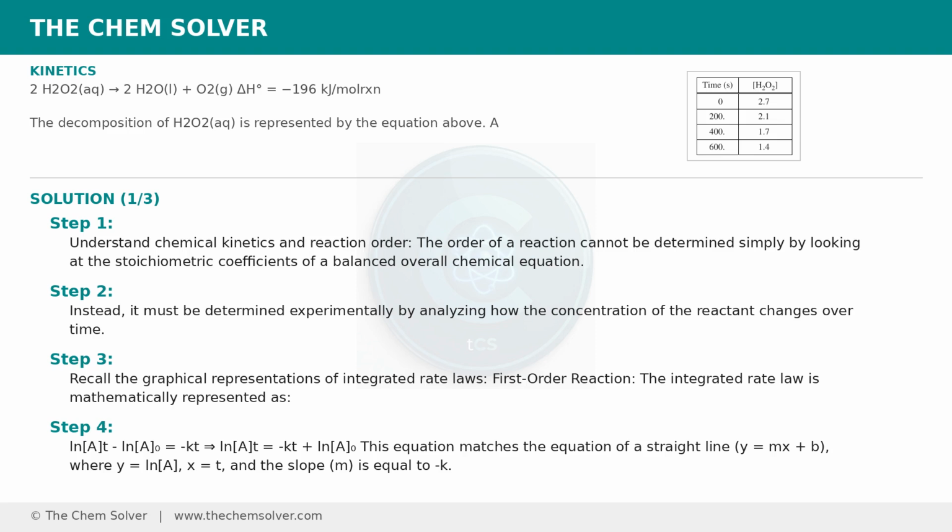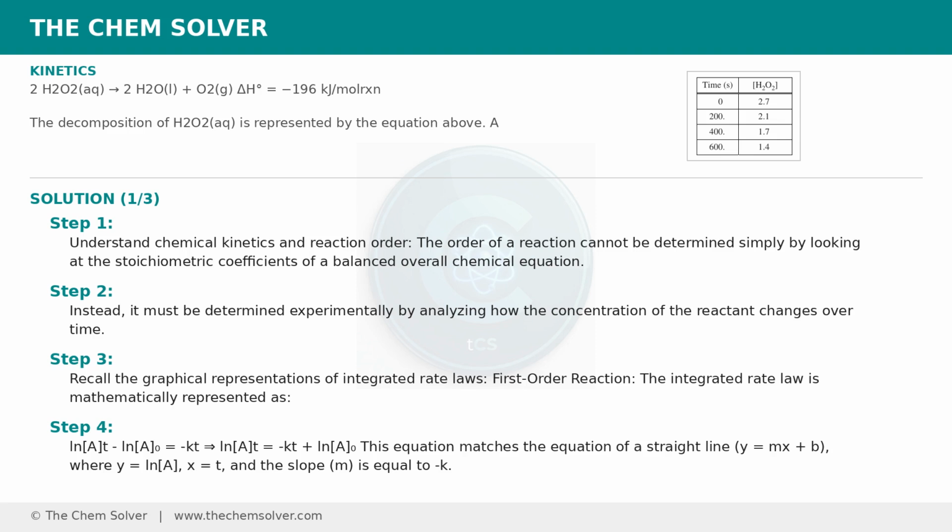Recall the graphical representations of integrated rate laws. First-order reaction. The integrated rate law is mathematically represented as ln [A]t − ln [A]0 = −kt, therefore ln [A]t = −kt + ln [A]0.